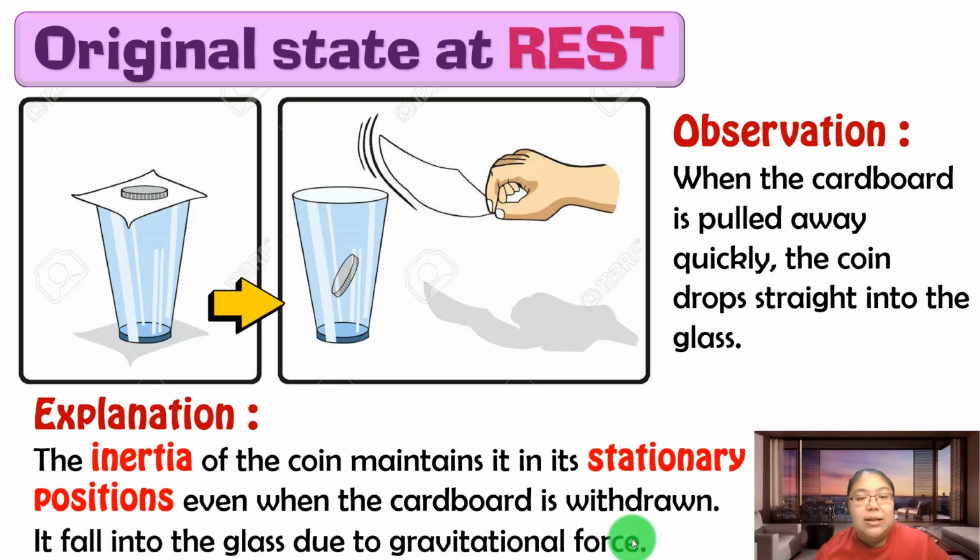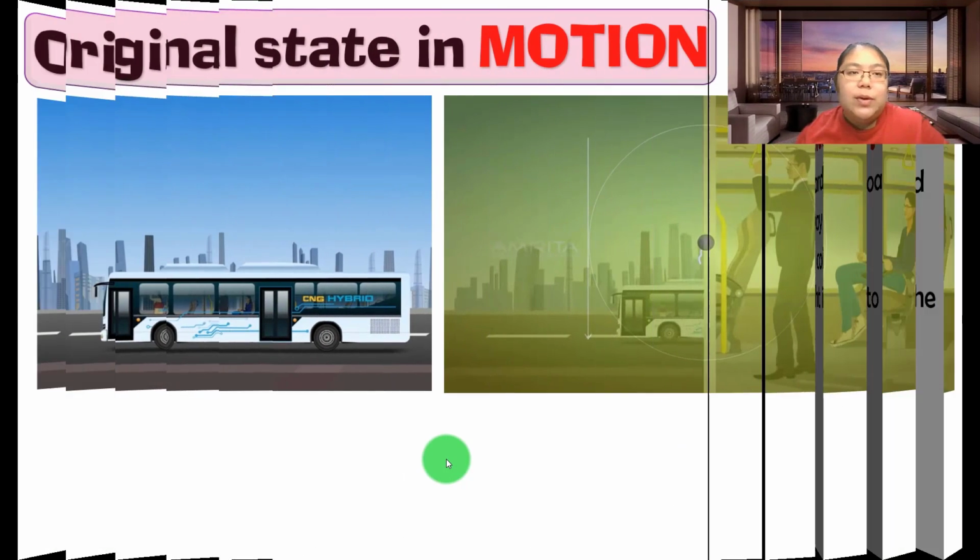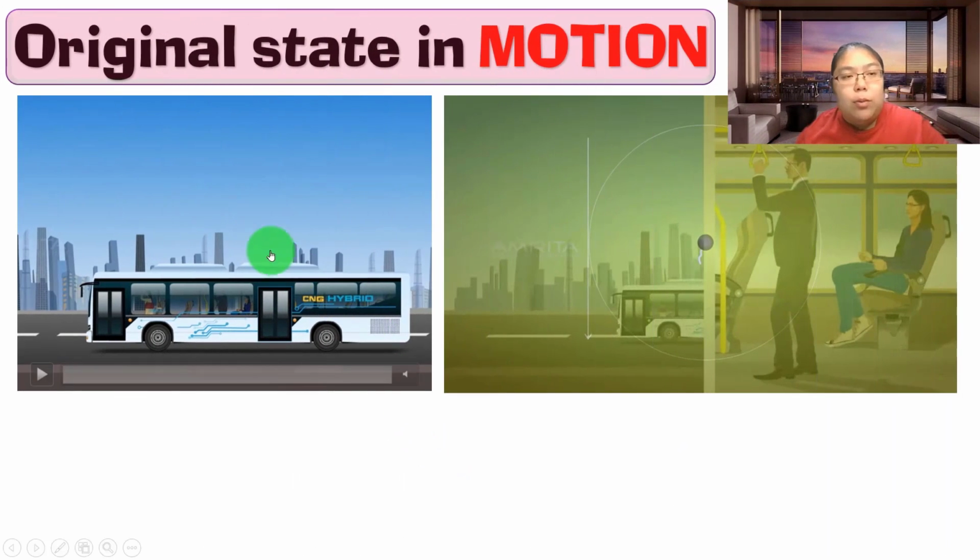Then we go and see the next situation. This one is when the object is in motion. Let's see what happens.